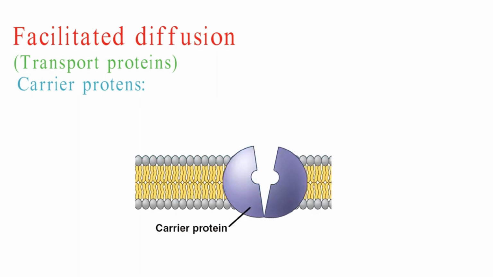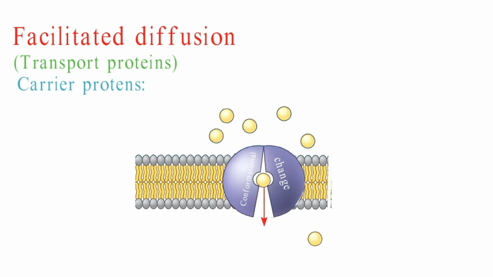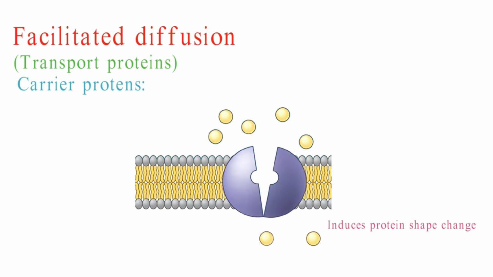Carrier proteins bind to specific molecules on one side of the membrane and undergo a conformational change to transport the molecule to the other side of the membrane. The binding of the molecule induces the protein to change its shape, allowing the molecule to be transported. Once the molecule is released on the other side, the carrier protein returns to its original conformation and is ready to transport more molecules.